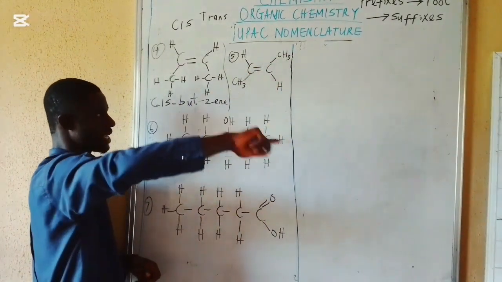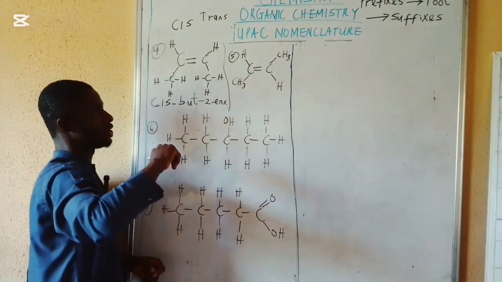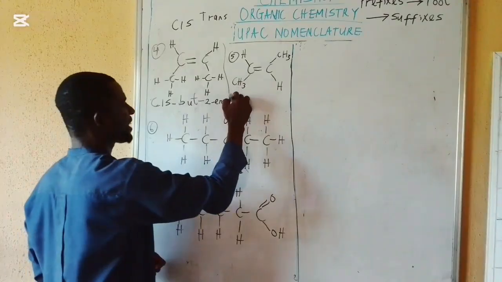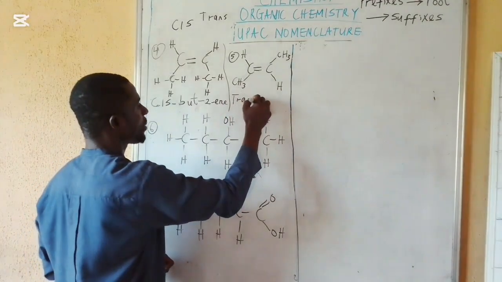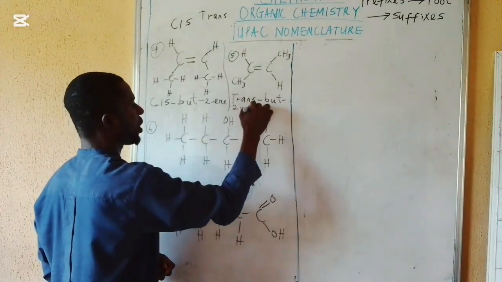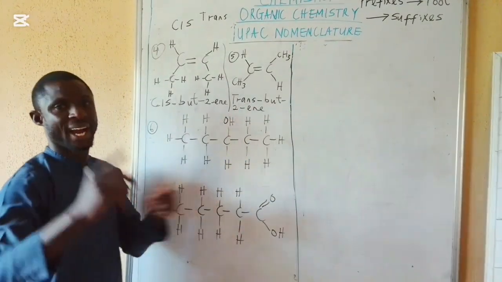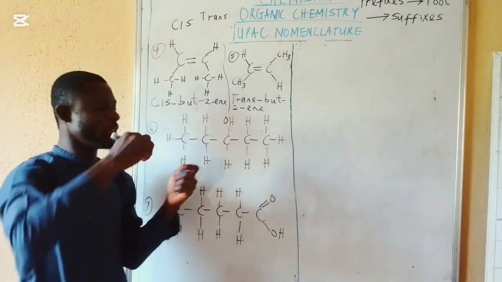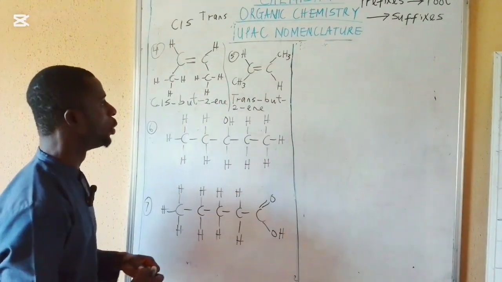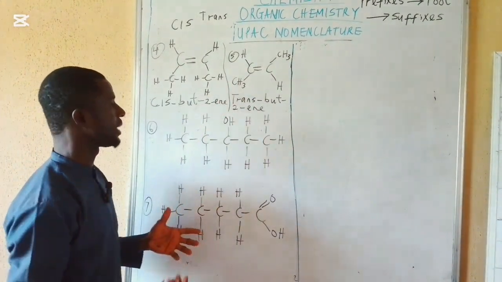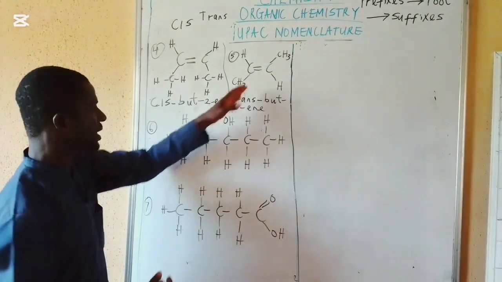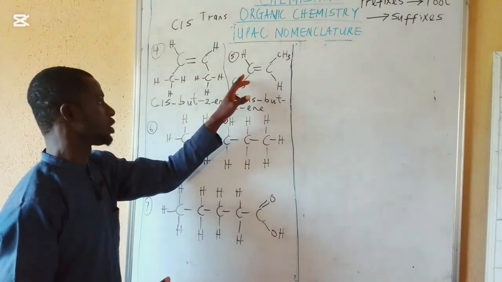They are joined with themselves in a continuous form. So it's still but-2-ene, but it's with trans because the atoms are arranged alternately, in alternate form. So when you see atoms arranged in alternate form to one another, you are arranging in trans form.